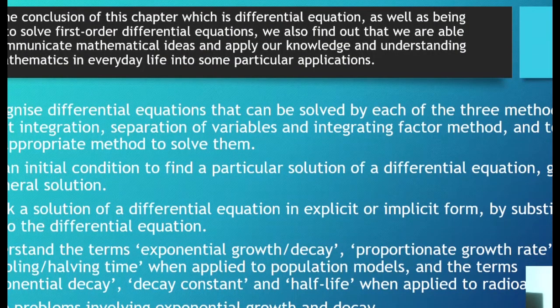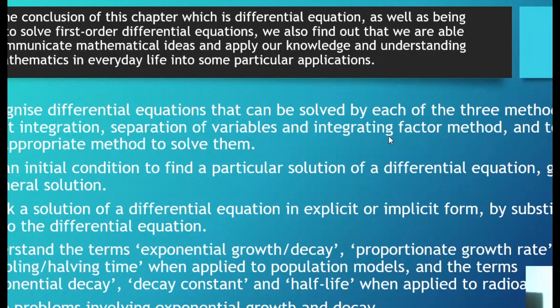Let me tell about the conclusion of this chapter. For the conclusion of this chapter, which is differential equation, as well as being able to solve first order differential equation, we also find out that we are able to communicate mathematical ideas and apply our knowledge and understanding to mathematics in everyday life into some particular application.